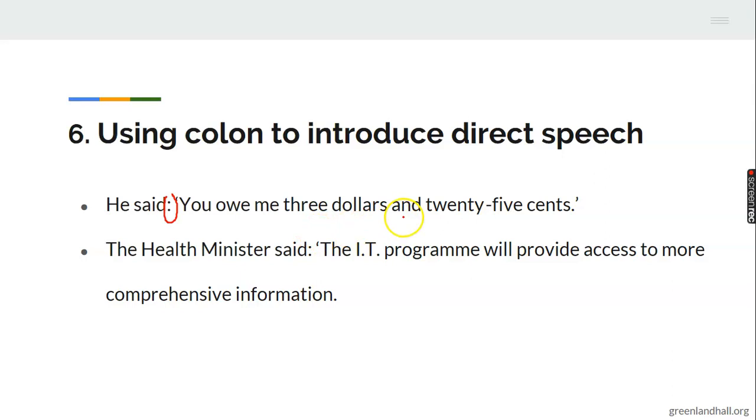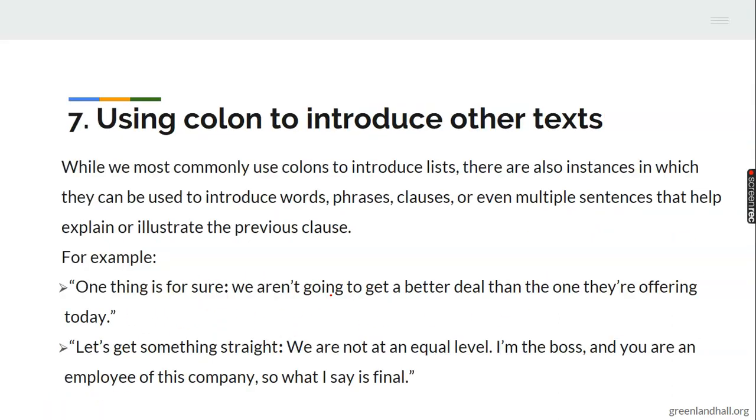The health minister said: you owe me $3.25. You can see it's a direct speech. We are introducing direct speech now. The IT program will provide access to more comprehensive information.